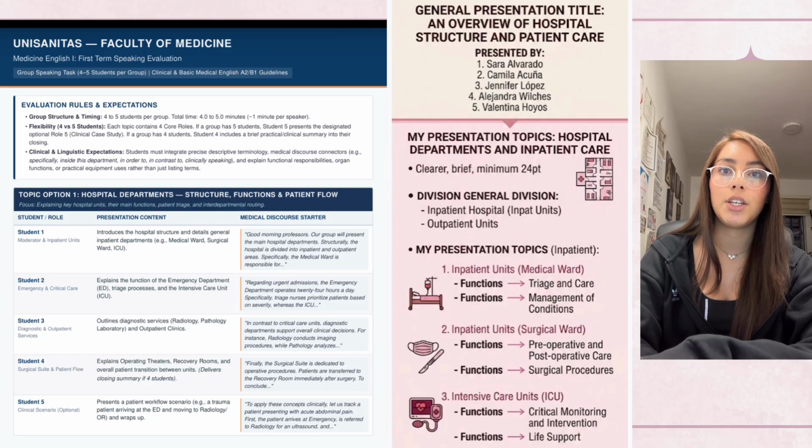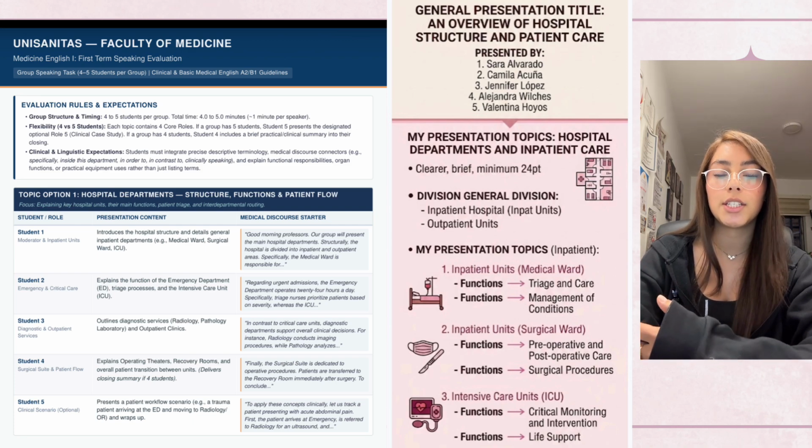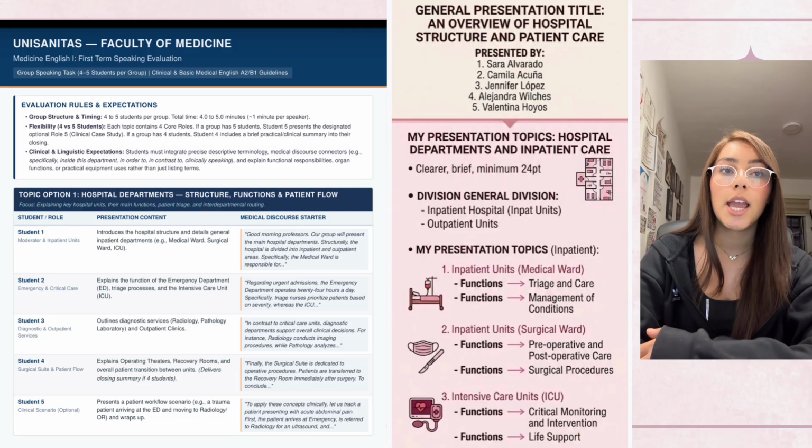Another important unit is the intensive care unit. It is for patients who are seriously ill and need continuous monitoring and specialist care. In contrast, outpatient areas are for patients who do not need to stay overnight.